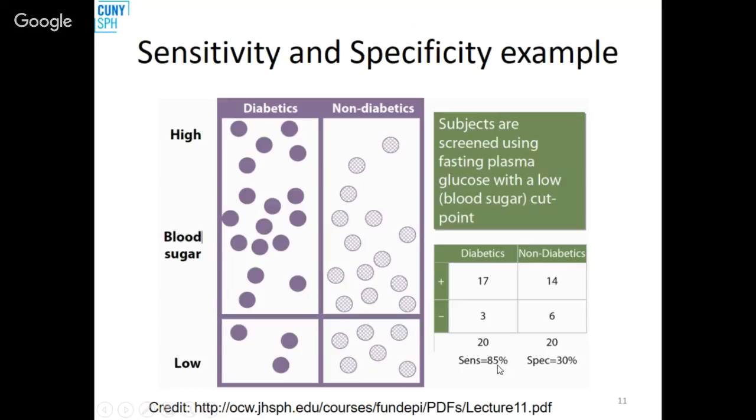So this is a fairly sensitive test because it has caught most of the diabetics, but it's not a very specific test because a lot of the people without diabetes have been called diabetic. 14 out of the 20 non-diabetics have been given a positive test. These are the false positives.